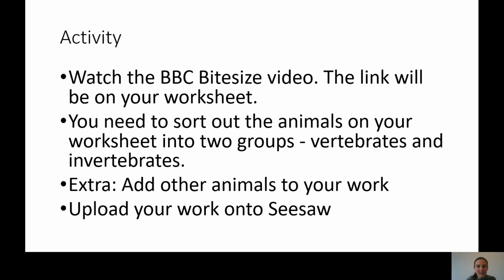As an extra task, if you see any other animals, so you might have some pets at home, or you might look out your window and see some birds flying, or if you go to the park, you might see some squirrels or some other animals. You can also add those to your work today. And then the final thing you need to do is upload your work on Seesaw.